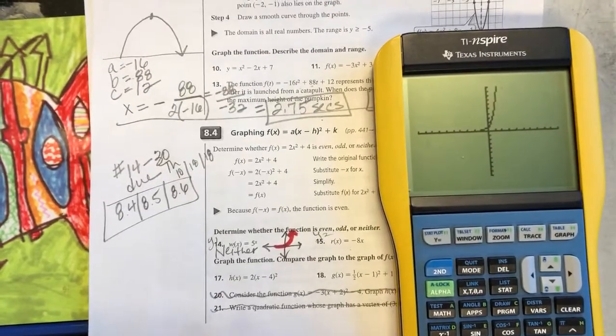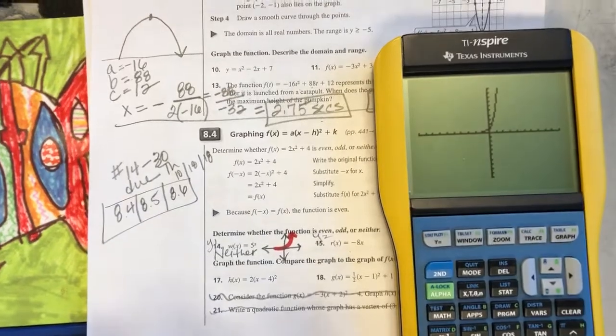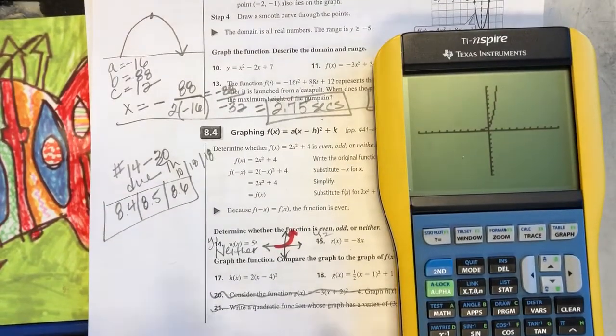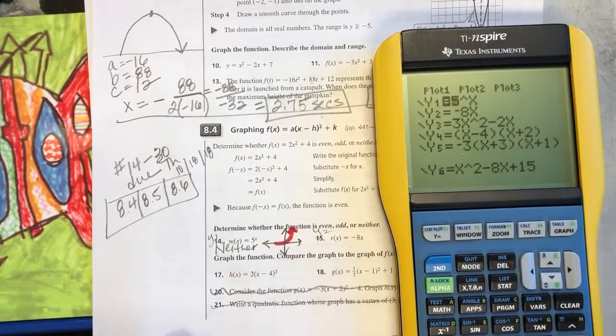Now, you will be able to use your notes. Just make sure that you can get at where all this information is. Because if you don't know where to find things in your notes, you're not going to have the time during the test to do that. I'm going to go on to number 15.